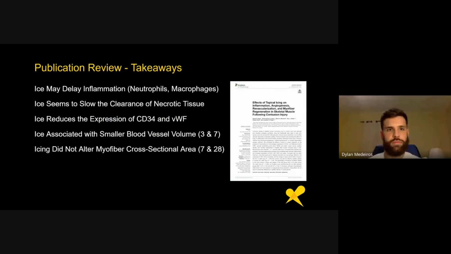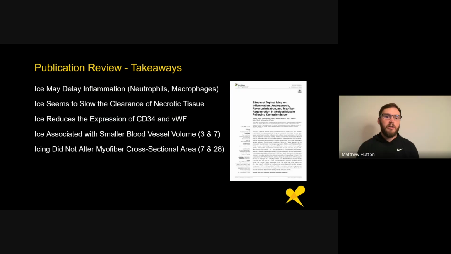So the takeaways from the researchers, this was in their conclusion or their discussion section. Ice may delay inflammation, which is suggested by the delayed arrival of neutrophils and macrophages. And it also seems to slow the clearance of necrotic tissue. This is probably due to the delayed arrival of macrophages, because that is literally their job, to clear away the necrotic tissue. The ice reduces the expression of CD34 and VWF.